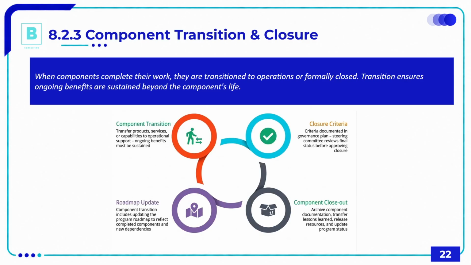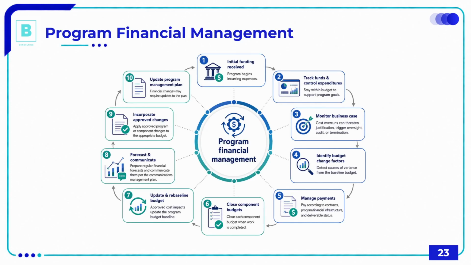Then component transition and closure: transferring the different outputs and deliverables of a component, and updating the roadmap. We will see the roadmap in a moment. Closing criteria for the components need to be defined, and then the component closeout: archiving or transferring lessons learned, archiving documentation, releasing resources, etc.